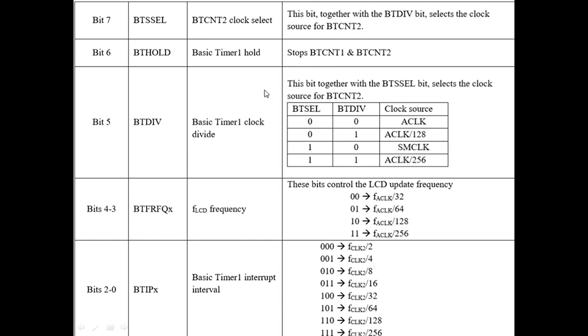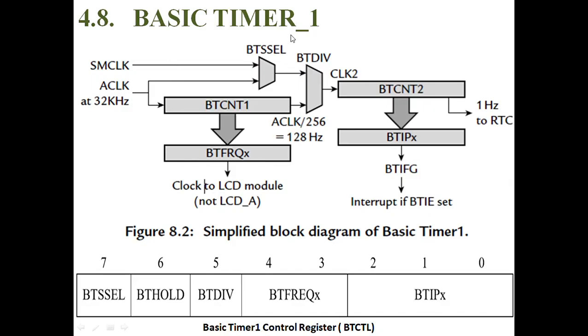Next, whenever we are not using the timer, at that time, to reduce the power consumption, it will be stopped by giving 1 to this hold pin. Similarly, if you want to use a 16-bit counter, at that time we can cascade it by using the basic timer source select. We use this bit together with the basic timer divisor to select the clock frequency to the counter. So finally, basic timer 1 provides the clock to the LCD module, clock to the interrupt interval, and clock to the real time clock. By using this control register, this will vary.